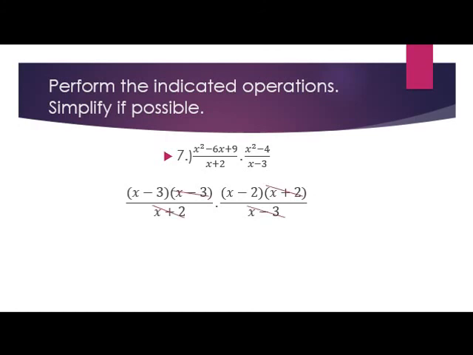The (x plus 2)s and the (x minus 3)s cancel. Notice I only cancel one of the (x minus 3)s. The final answer is x minus 3 times x plus 2. That's over 1, but it's not necessary to write the 1.